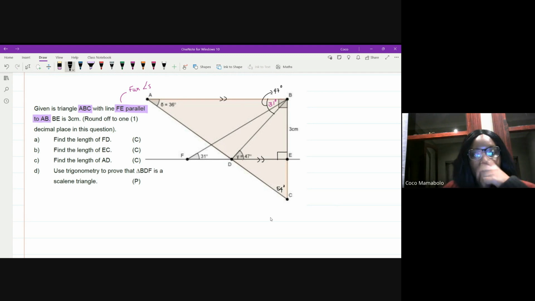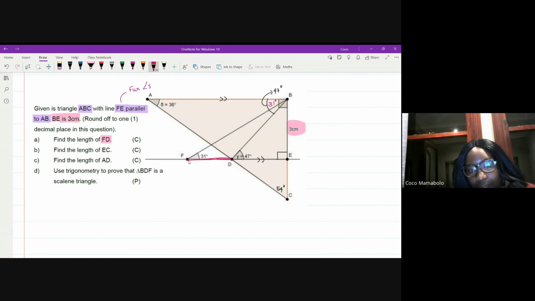All right, let's look at the first question that they've given us. I didn't finish the information. BE is 3 centimeters long, which they've given us on the drawing as well. And then it says, round off all your answers to one decimal place in this question. So it starts by saying, find the length of FD. So FD is this tiny little piece here.